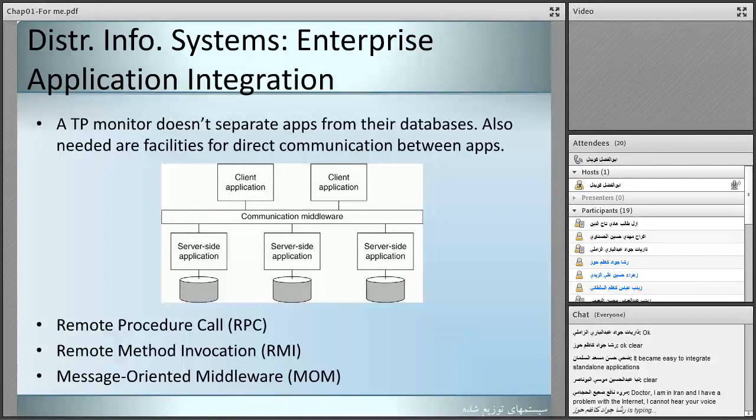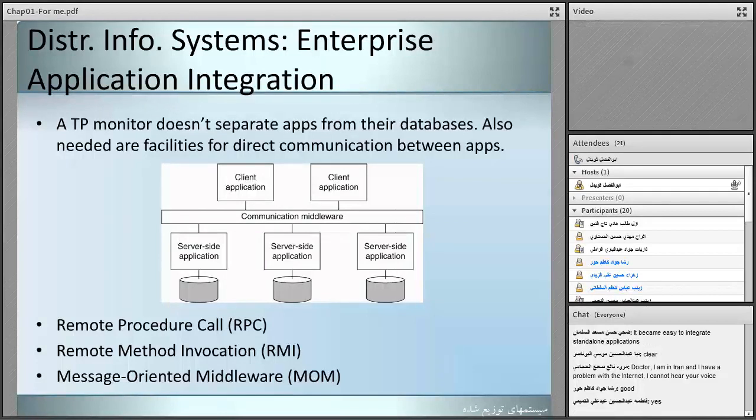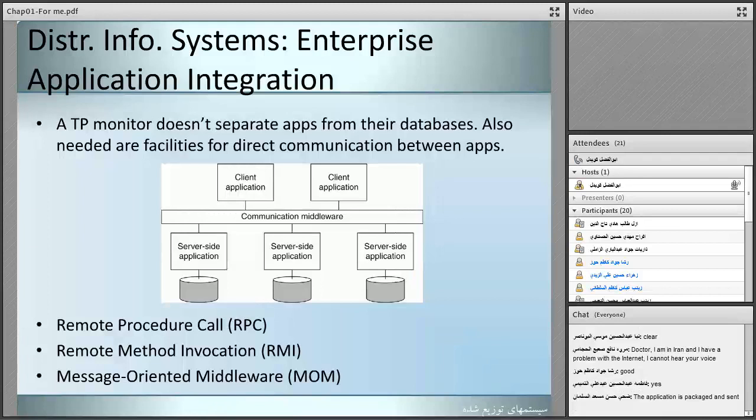This is Marvis says, I'm in Iran and I have a problem with the internet. I cannot hear your voice. So I don't know, what should I do? One thing you can do is that after the class finished, you can log in again to the Darsa website and go to recorded sessions, and then you can use the recorded file.